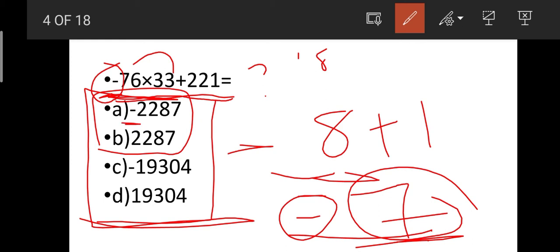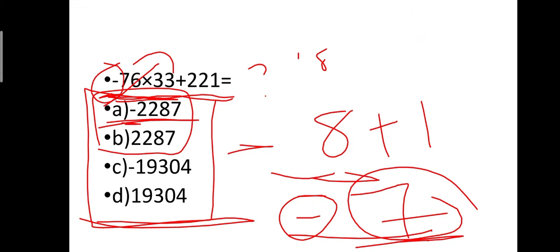Okay, you should have very good concentration in the exams. So you should select option A, that is minus 2287. Okay, this is also a very simple model. I think you have understood this. Okay friends, now we will be moving to our next question.